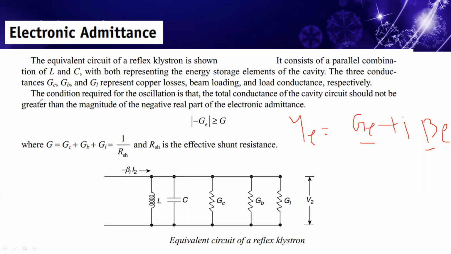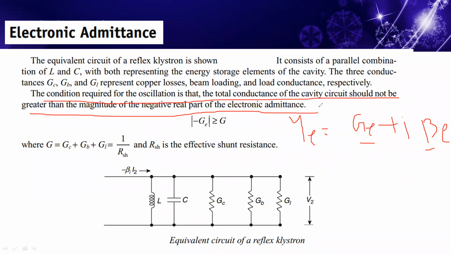So that's why here I am writing the condition required for the oscillation, such that the total conductance of the cavity circuit should not be greater than the magnitude of the negative real part of this electronic admittance. Then only are we able to get proper oscillations from the reflex klystron. So this is what is required for the oscillations.